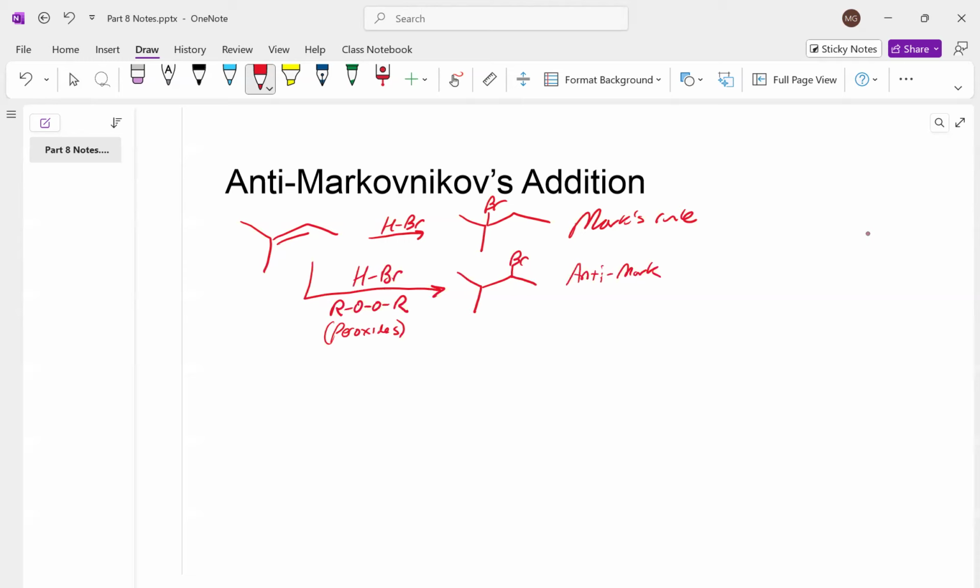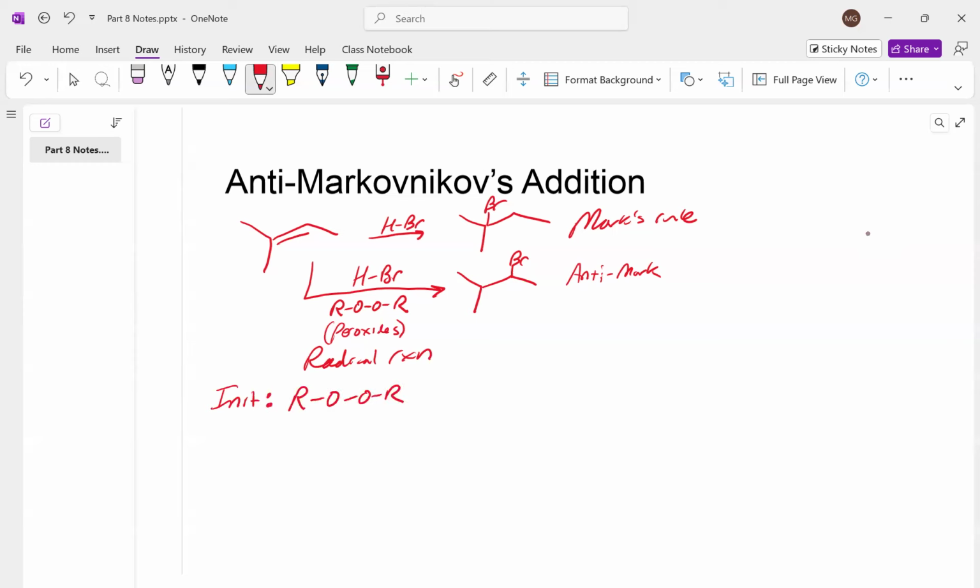But throwing those peroxides in completely changes the mechanism of the reaction. Because what happens is instead of going through a carbocation mechanism, when peroxides are present, it goes through a radical mechanism. So adding peroxides causes this to be a radical reaction. All right, so let's look at the mechanism for this. Because it's radical, we're going to look at initiation, propagation, and termination.